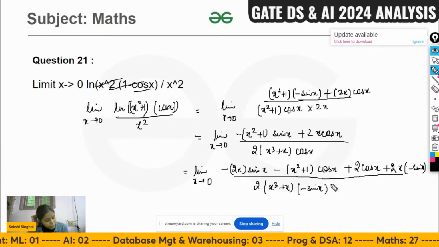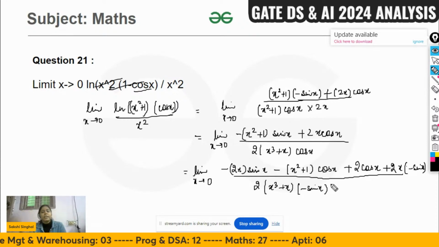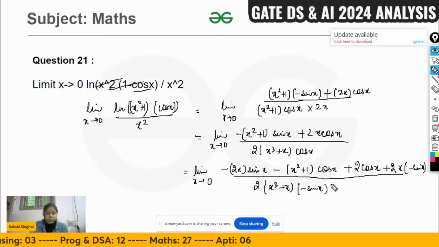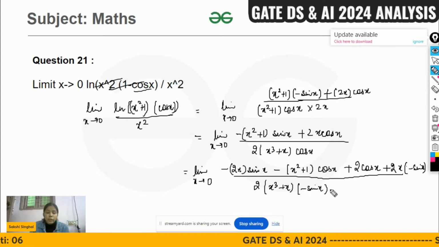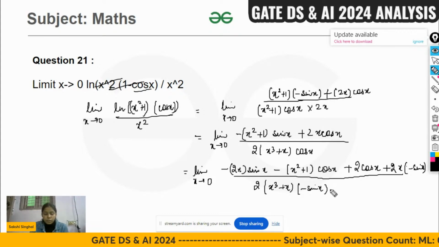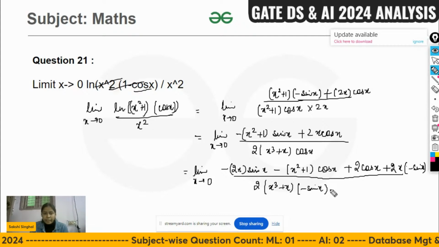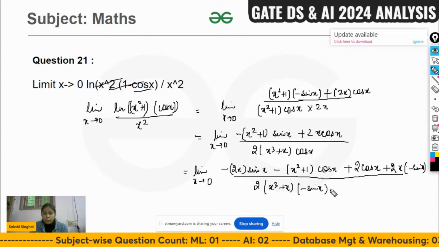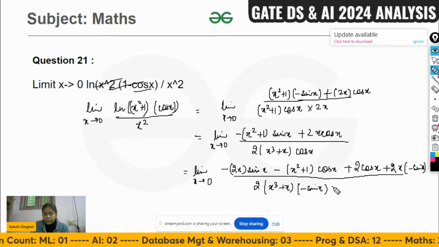can we do log of x? Yeah, you can do that, because log of a into b is equal to log a plus log b. Right, you can do that. That would also work. But then you would not be able to use L'Hopital rule, because log of 1 gives you 0, but log of cos 0 would be log 0, and log 0 is minus infinity.